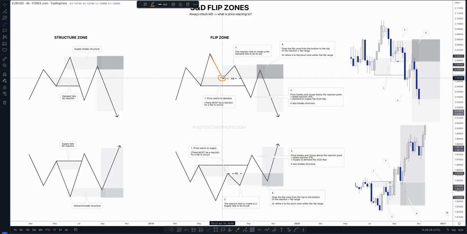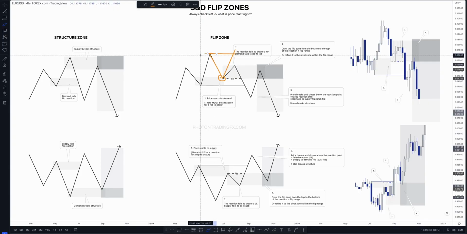And if demand does its job, what should demand do? It should cause a higher high. It should lead to another break of structure, okay? So if price comes into this demand level and it reacts, for it to have done its job, it needs to break this high, okay?